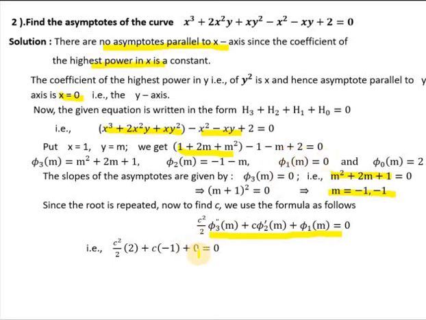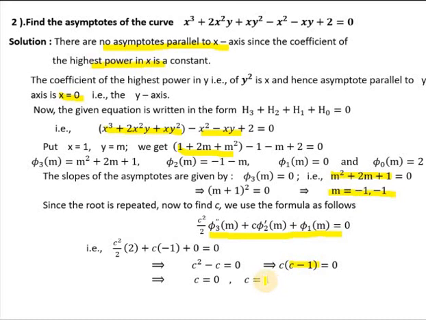So take 0 here. Now by solving this equation, we get c square minus c is equal to 0. Taking c outside, c into (c minus 1) is equal to 0. By equating this to 0, we get c is equal to 0 and c minus 1 is equal to 0, which is nothing but c is equal to 1. So we have the two values, c is equal to 0 and c is equal to 1.